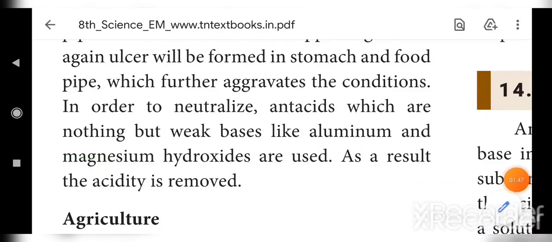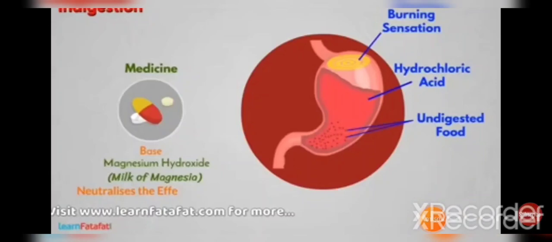Okay, look at this diagram. It is the acidity. When the hydrochloric acid is secreted more, it gives a burning sensation. Then here down, even the undigested food, so the food is not digested. So the medicine is magnesium hydroxide or aluminium hydroxide. These two bases neutralize that acidity problem.